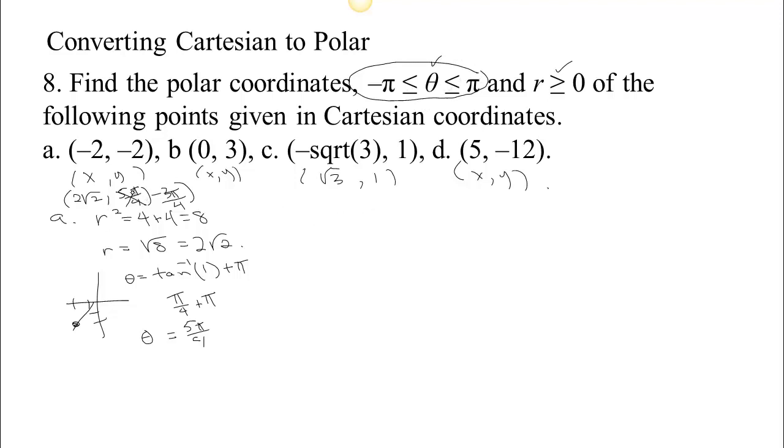Without the ranges, though, there could be multiple answers. We could take this angle and add any multiple of 2 pi to it. Also, we could rotate 180 degrees and walk backwards, so we could add any multiple of pi to this as long as we use the opposite radius.